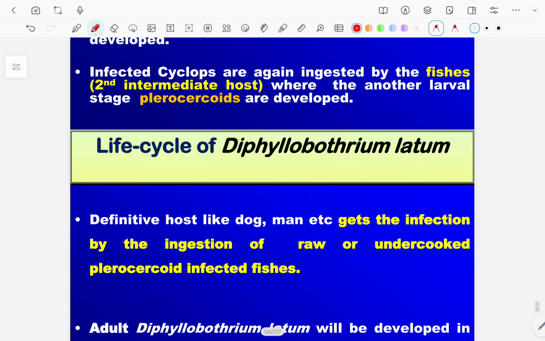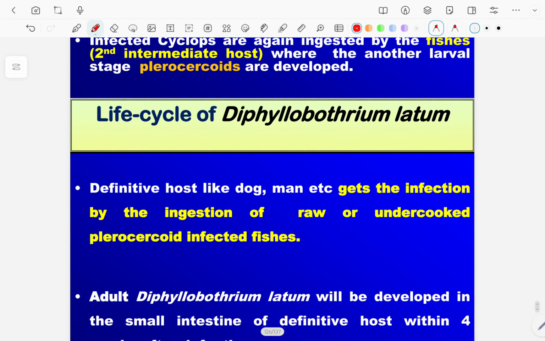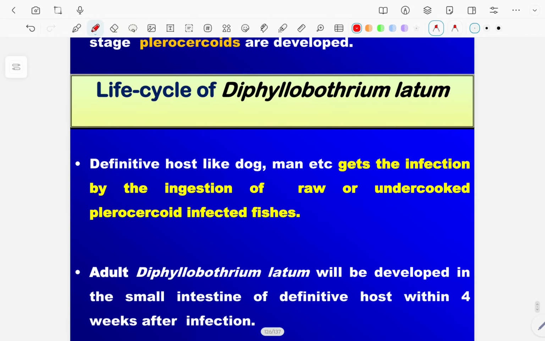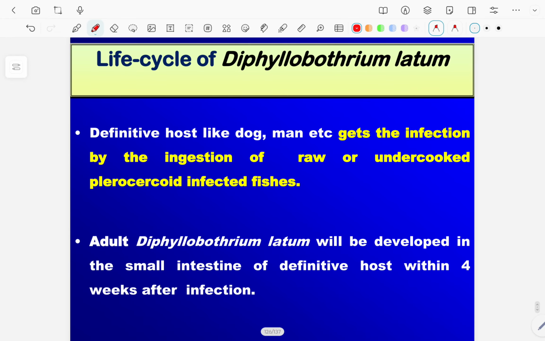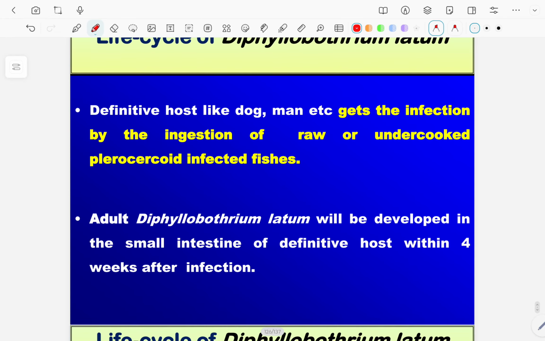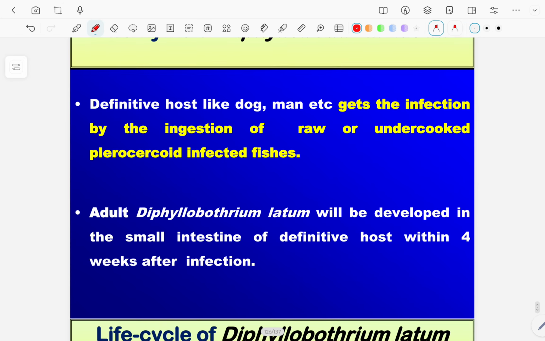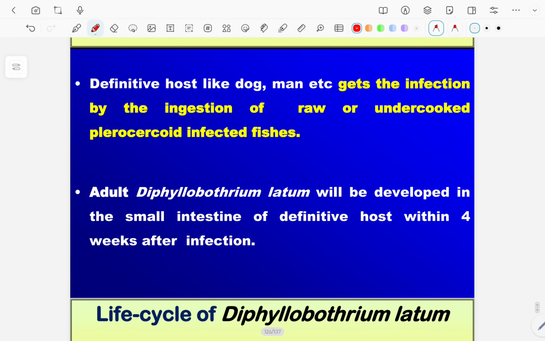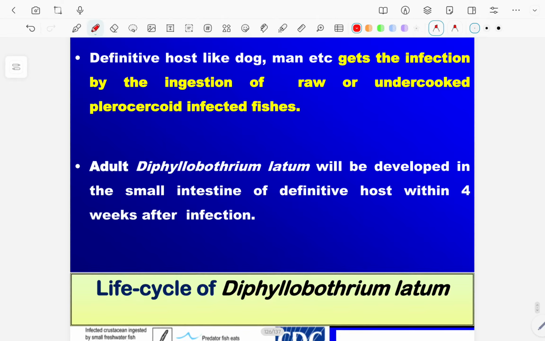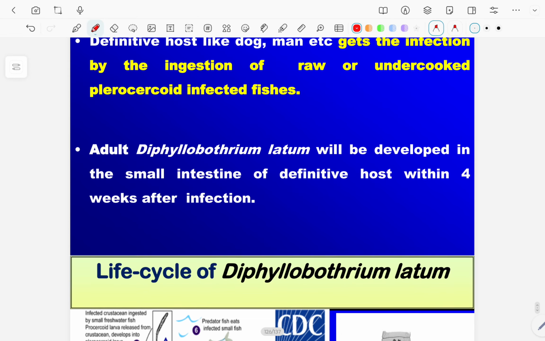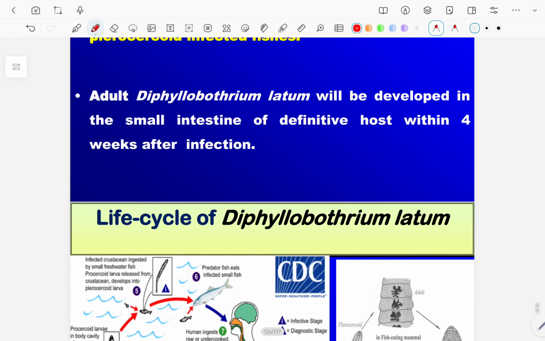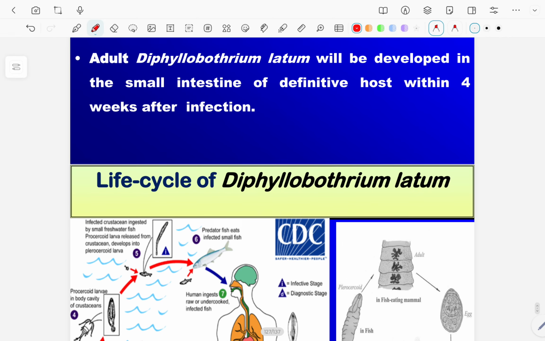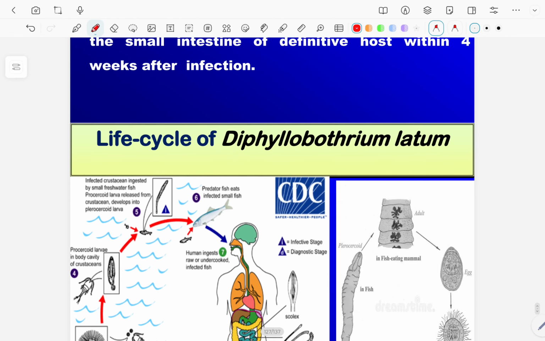Life cycle of Diphyllobothrium latum. Definitive hosts like dog, man, etc. get the infection by ingestion of raw or undercooked pleurocercoid-infected fishes. Adult Diphyllobothrium latum develops in the small intestine of the definitive host within 4 weeks after infection.